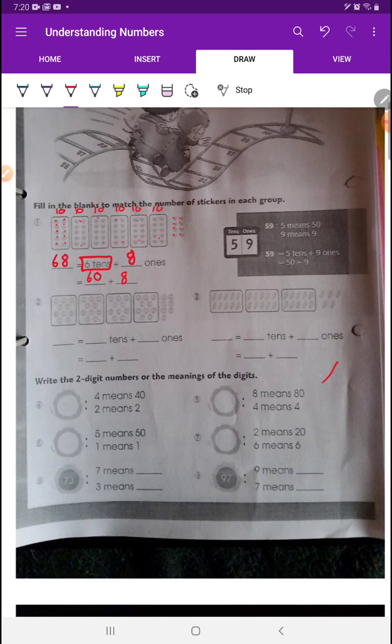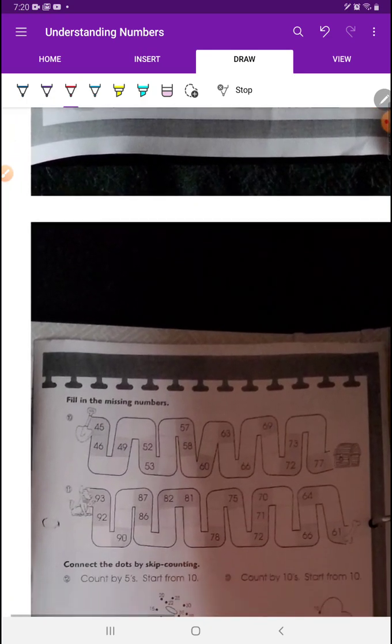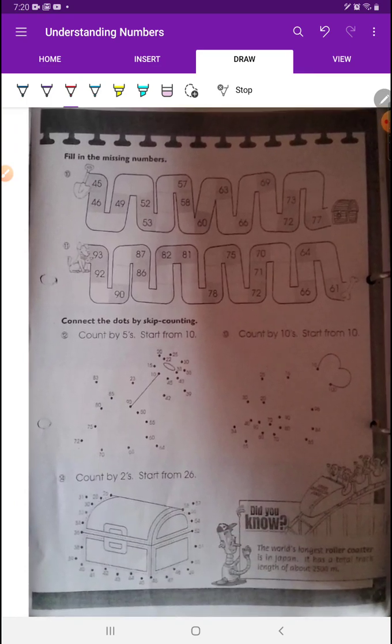This one right here, this section, I already showed you how to do that up above, so I'm not going to explain that to you again. Now here, this is just filling in the missing number. It's just counting. You know what goes next, what goes here, here, here, here. You can do that. I don't need to explain that. And this one's counting backwards. All right, so make sure you count backwards.